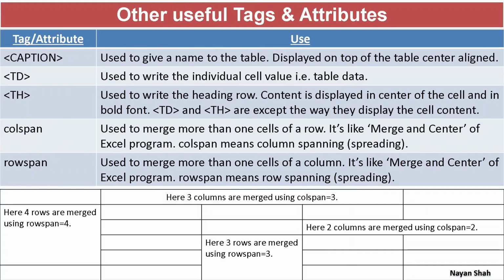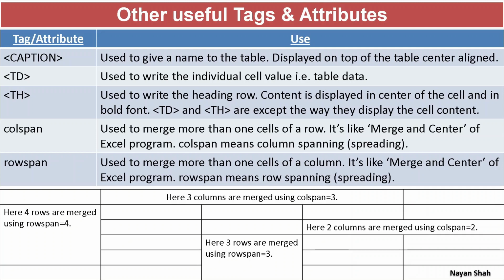Still, there are a few other tags and attributes. Caption, as we discussed, gives the heading to the table, which will be displayed on top of the table and center aligned. TD or TH we also discussed, table data or table header. Colspan and rowspan are very interesting. Just observe the example given at the bottom of this screen.